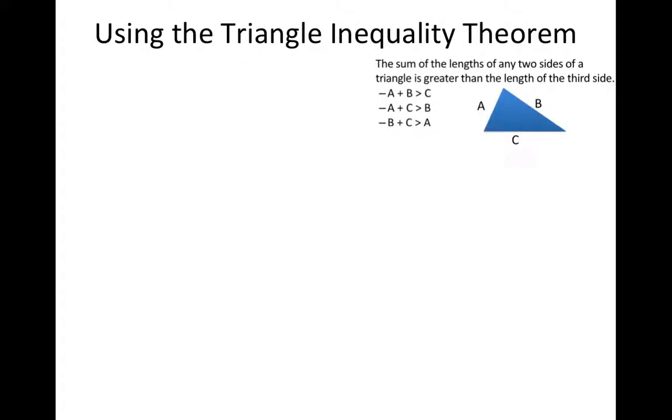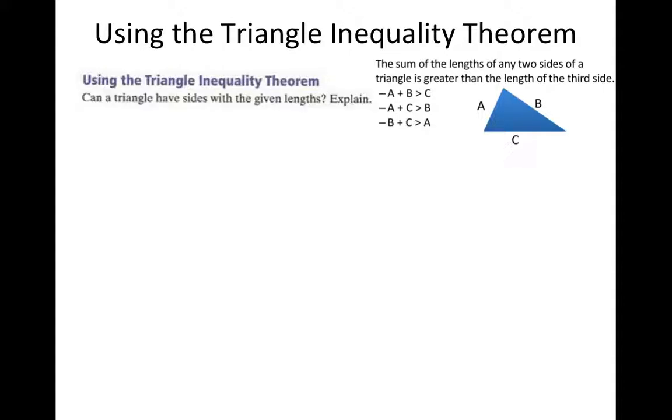Alright, so there's the triangle inequality theorem. How would I use that? Well, what if I was asked, can a triangle have these given lengths? Could it have the length of 3 feet, 7 feet, and 8 feet? Well, 3 plus 7 is greater than 8. Yes, that's true. 8 plus 7 is greater than 3. Yes, that's true. And 3 plus 8 is greater than 7. Yes, that's true. So could I make a triangle with these lengths? And the answer is yes. Yes, I could.